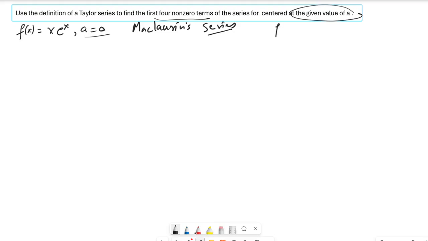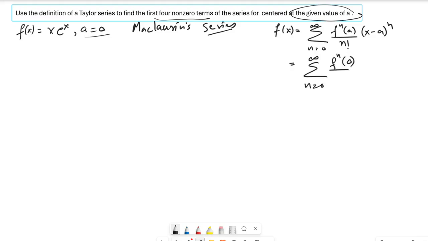The Taylor series says the function can be written as the sum from n equals 0 to infinity of f^(n)(a) divided by n factorial times (x minus a) to the power n. In this case, a is 0, therefore the sum from n equals 0 to infinity of f^(n)(0) divided by n factorial times (x minus 0) to the power n, so basically x to the power n. Let's find all the derivatives.